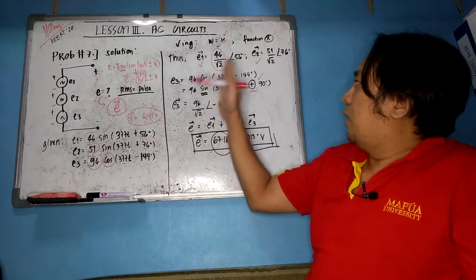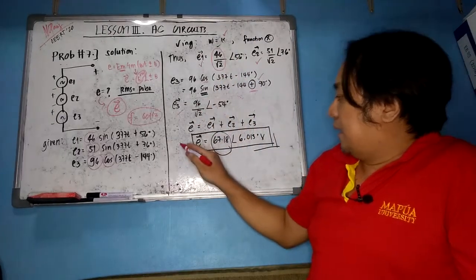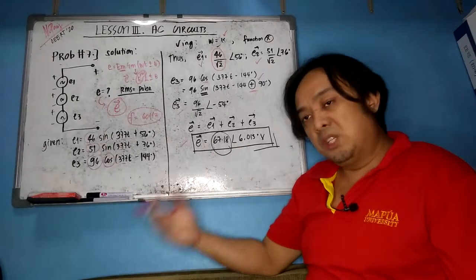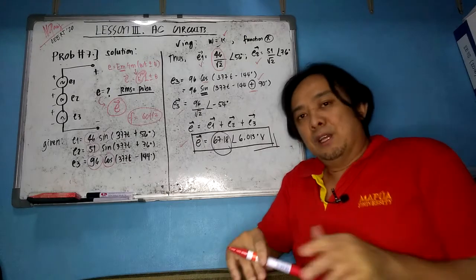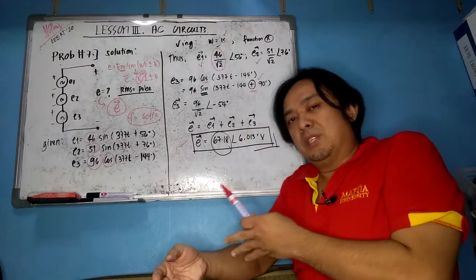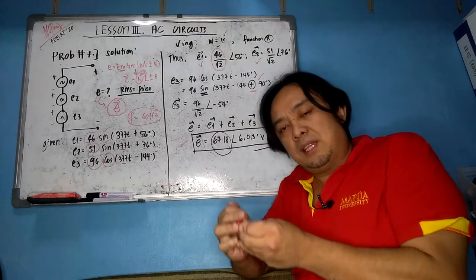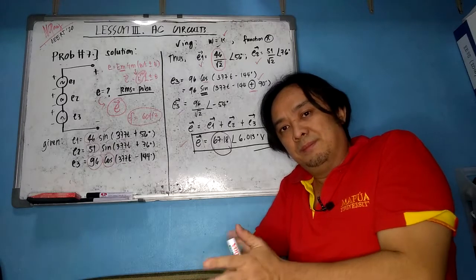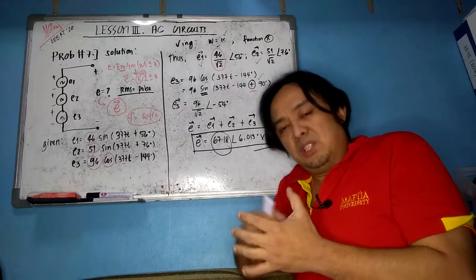And last but not least, you need to add these three, because you have the same frequency and same function, sine, already. The answer here is 67.18 bar angle 6.013 degrees volts. So again, you now have a full understanding of what we have discussed so far, from the basics up to this problem. And now we can go forward to the next few problems.